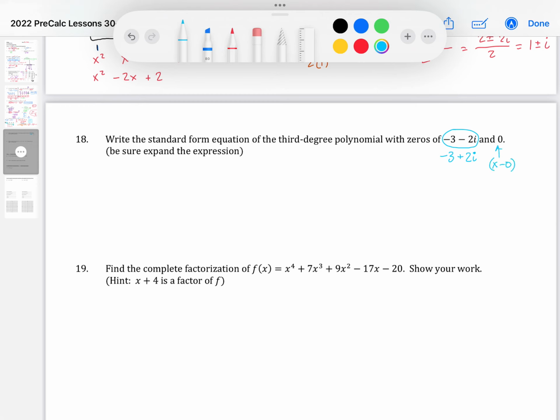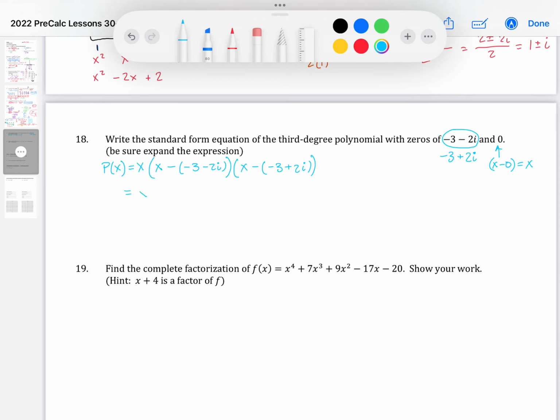that would be like x minus 0, which is just equal to x. So I'll have an x in front. I'll have x minus negative 3 minus 2i, and then I'll have x minus negative 3 plus 2i. Okay, and I'm just going to call this polynomial p of x. So that's the easy part. The hard part is now just simplifying.